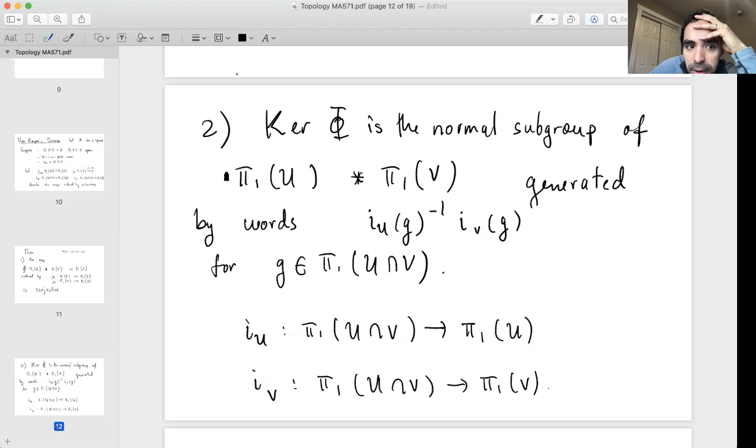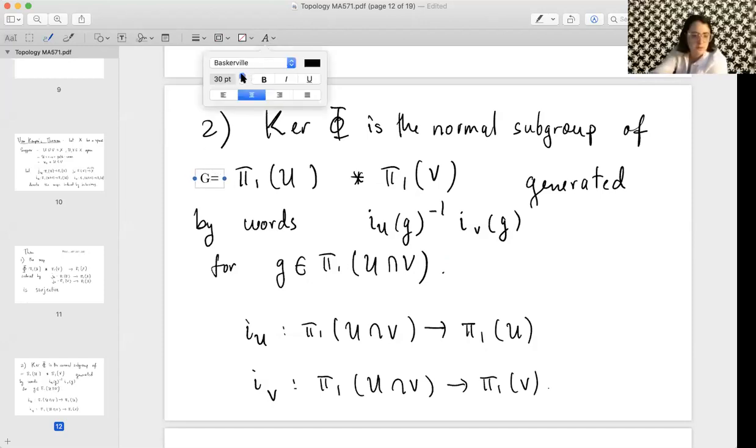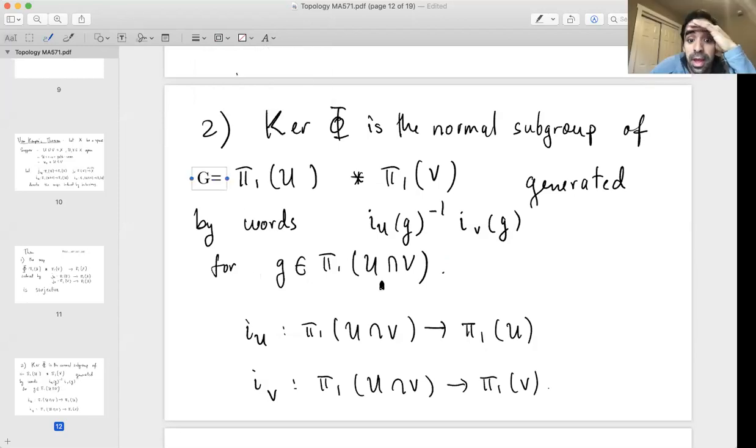You have a group here. Maybe let's call this G for simplicity. You have a group G, and you have a set, which is all of these words of this form, i_U(g) inverse, i_V(g) inverse. What does it mean to take the normal subgroup generated by a set inside a group?